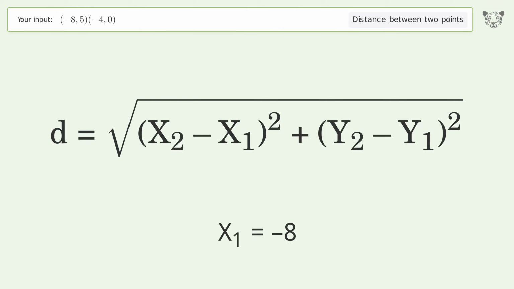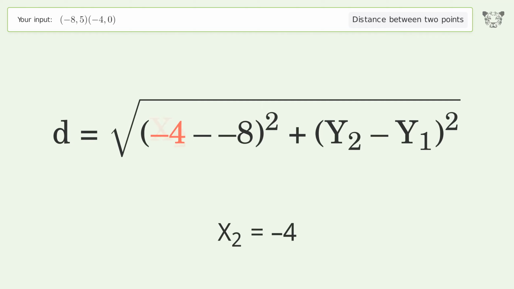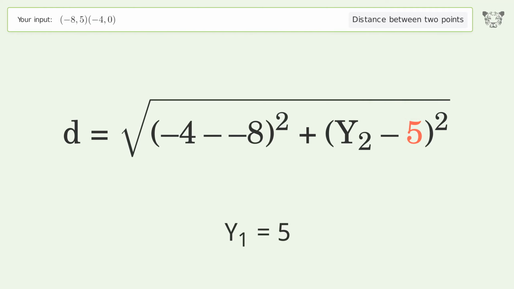x1 equals -8. x2 equals -4. y1 equals 5. y2 equals 0.